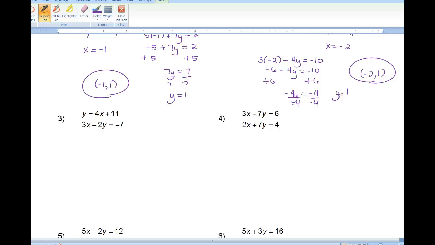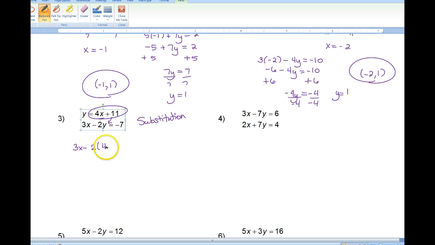So what happens if you have the variable isolated? What do we call that? Y equals that, so you plug it into where the y is. What's that called when you plug it in? Substitution. You already have a y equals, so you just plug it in. Right, I already have y isolated.